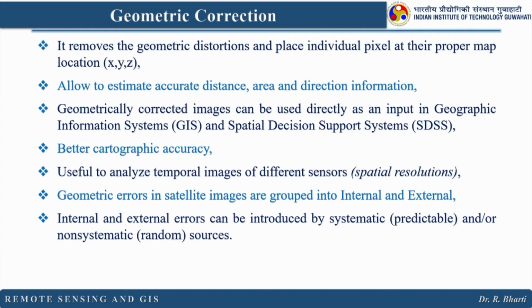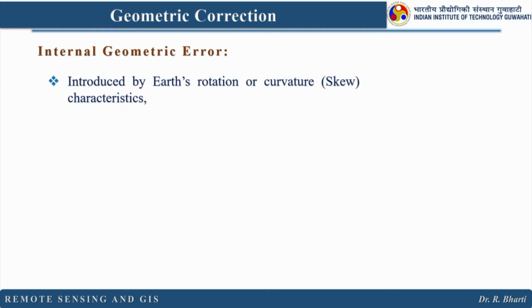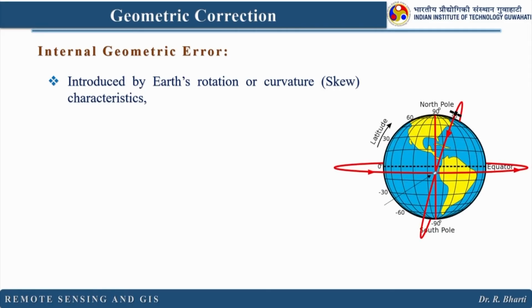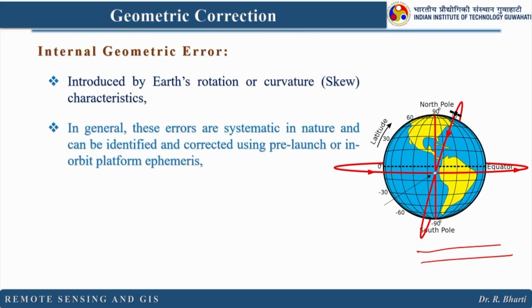So, you have to correct for internal and external errors. This internal geometric error is basically introduced by earth rotation or curvature, right. This is the example to explain this particular statement, where the rotation of the earth is responsible for giving the error in your measured data. In general, these errors are systematic in nature and can be identified and corrected using pre-launch or in-orbit platform ephemeris.